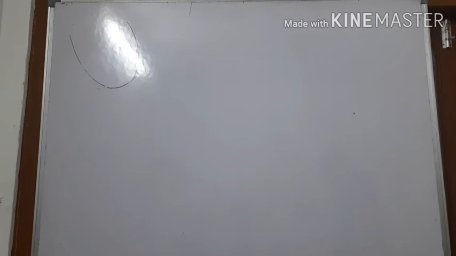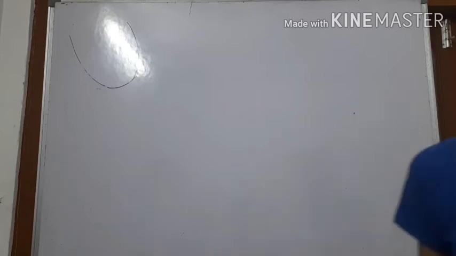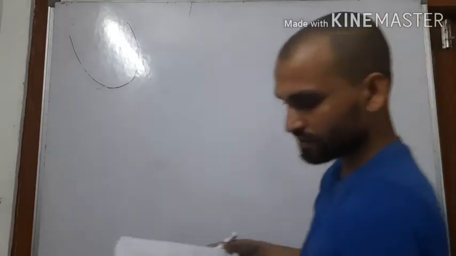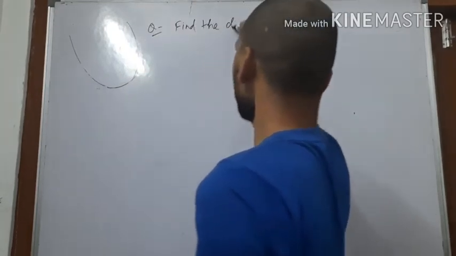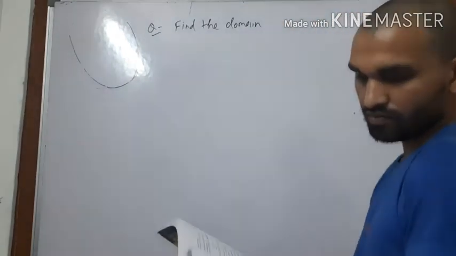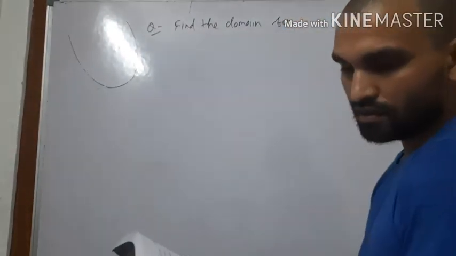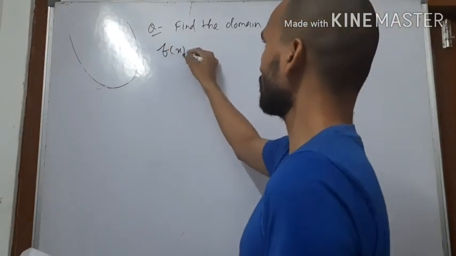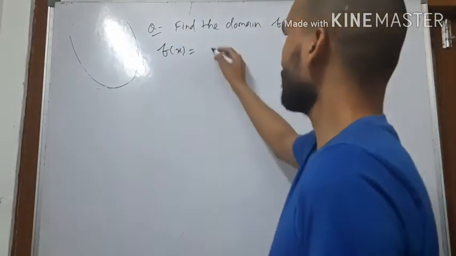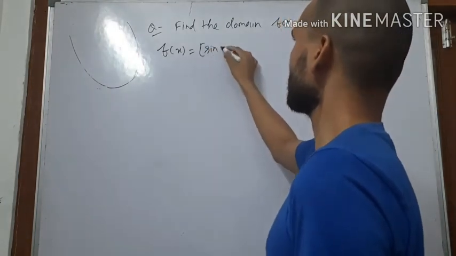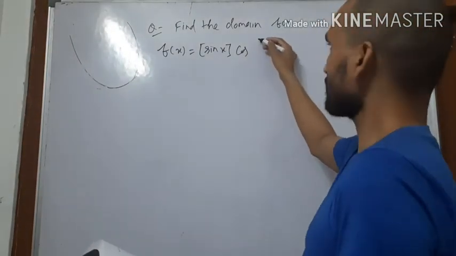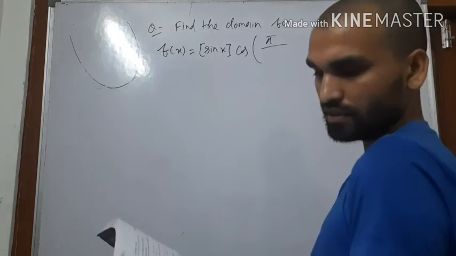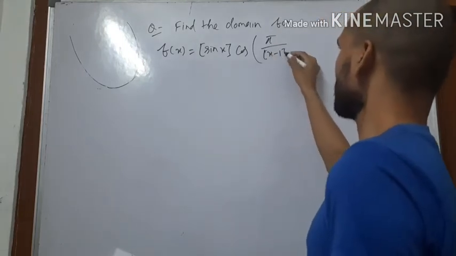Now we should take another problem. Find the domain for f(x) equal to greatest integer sin x and cos of pi upon greatest integer x minus 1.